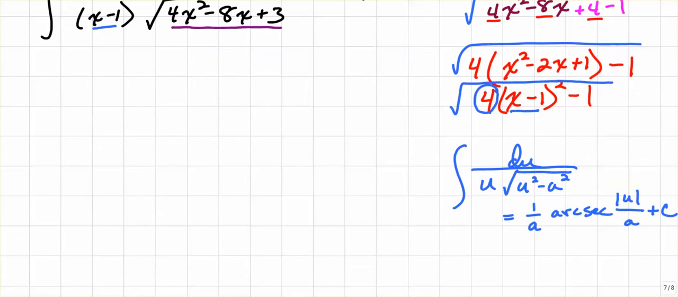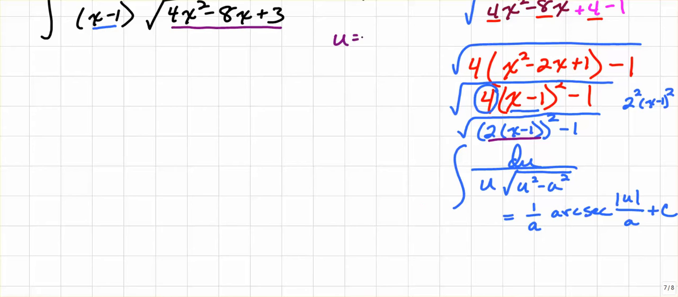But I notice that I can rewrite this as 2 times x minus 1 quantity squared. And then I have the minus 1 here, and that'll still be underneath the radical. And I get that because 4 is simply 2 squared times x minus 1 squared is going to give me this under here. Now, this is going to become my u.